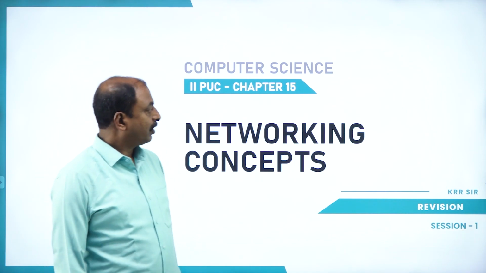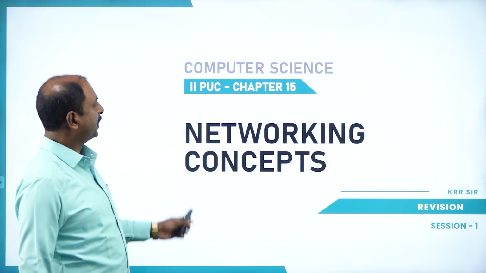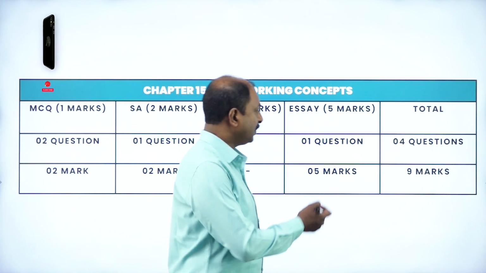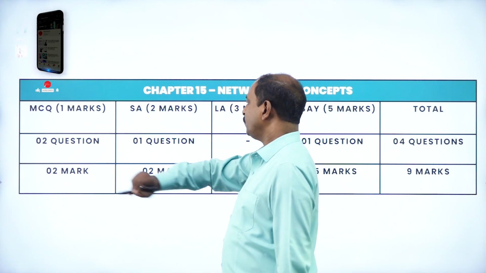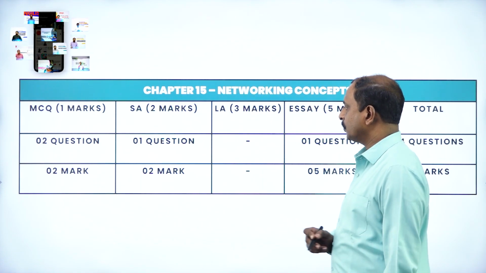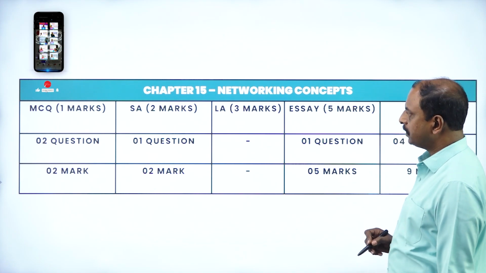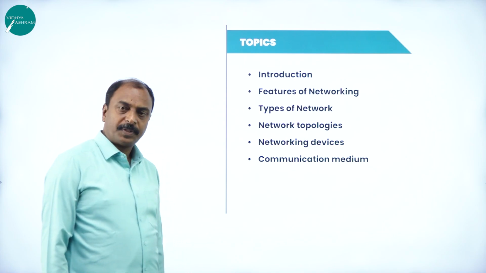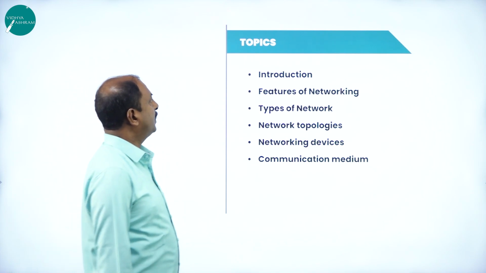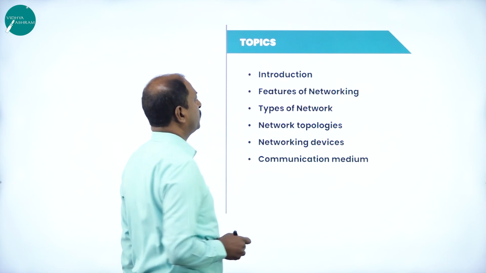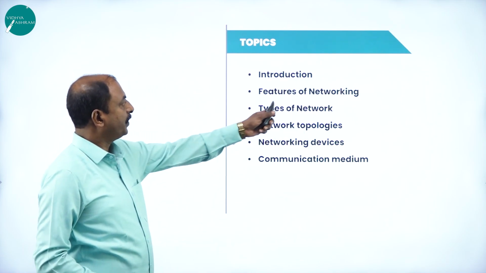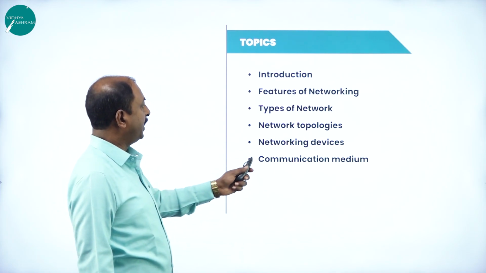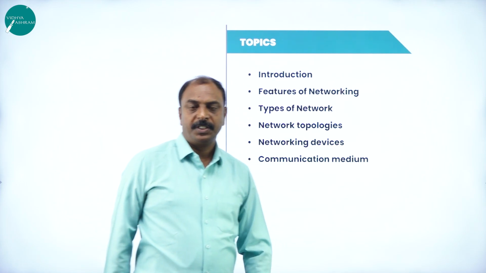Students, let us start our discussion with the networking concept, chapter number 15. The weightage of the chapter is 9 marks. Here, you will get 2 MCQ, 1 2-mark question and 1 5-mark question, so the total weightage is 9 marks. In this chapter, we are going to cover concepts like introduction to networking, features of networking, types of networking, network topologies, network devices, and communication medium.